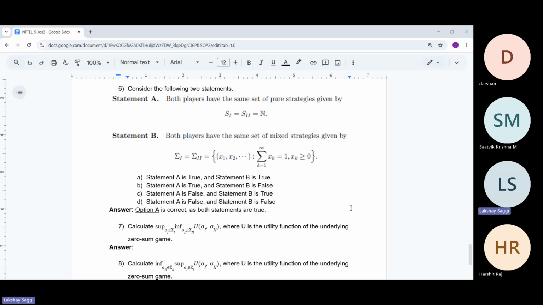So Harshit has a question, so you can ask in chat. Okay, so Harshit is saying thumbs up, so it means you understood. Okay, that's nice.